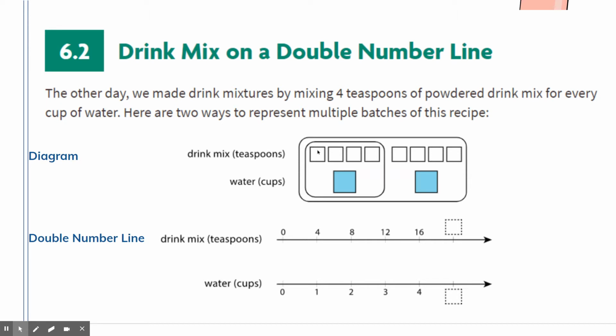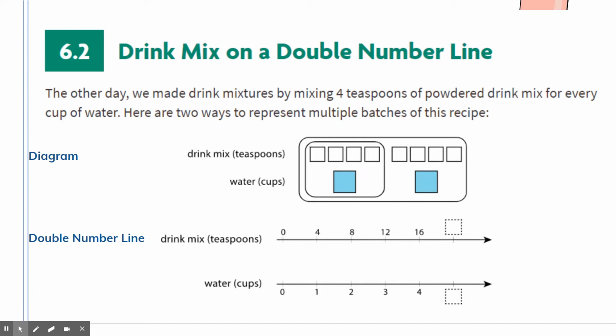we represented it as this diagram where the white boxes represented the 4 teaspoons of drink mix and the blue box represented the cup of water. And we showed that if we doubled those, so if we doubled the white, we doubled the blue, that we could show a second batch. And then by having that second batch, we would see that 8 to 2 is equivalent to 4 to 1. And we called those equivalent ratios because that second batch would taste the same as the first batch.